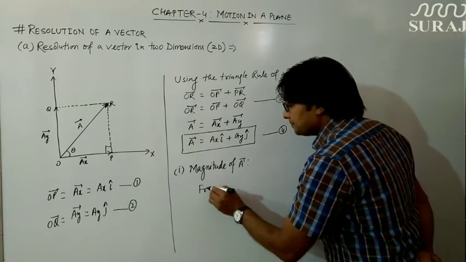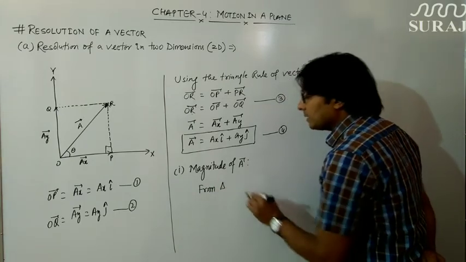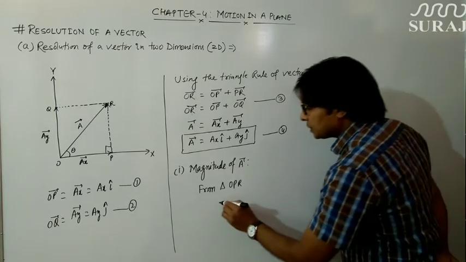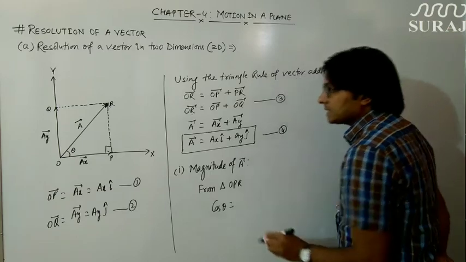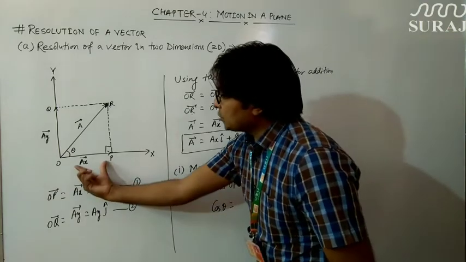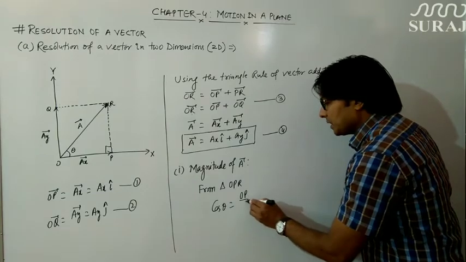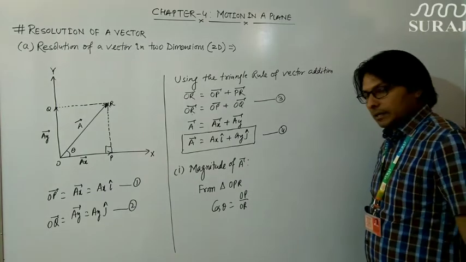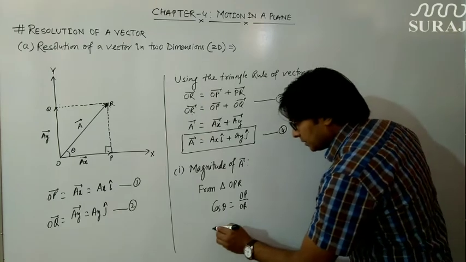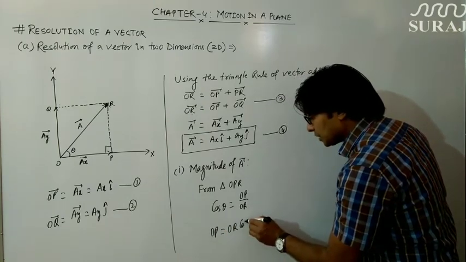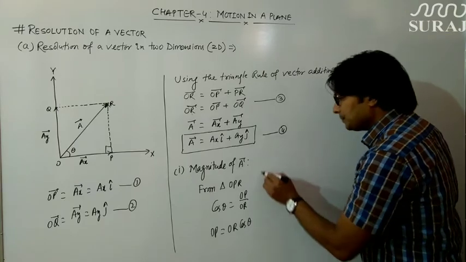So from triangle OPR, cos theta can be written as base, that is OP, upon hypotenuse, that is OR. So this can be written as OP upon OR, and from here, if I want to write OP, it would be OR cos theta.